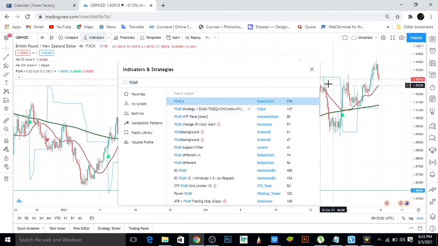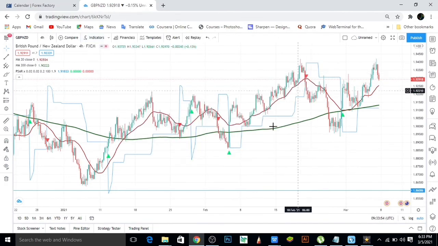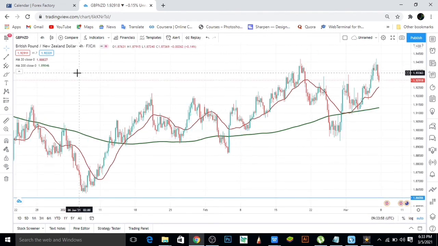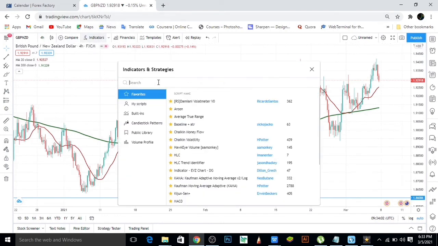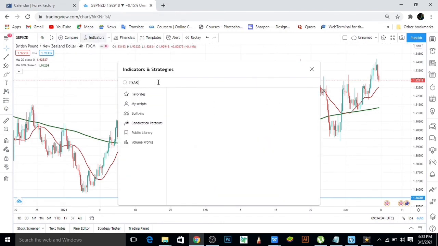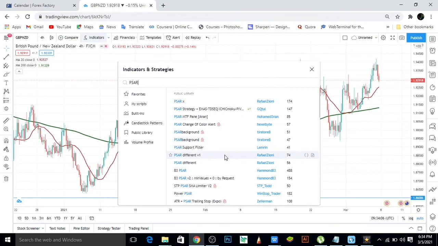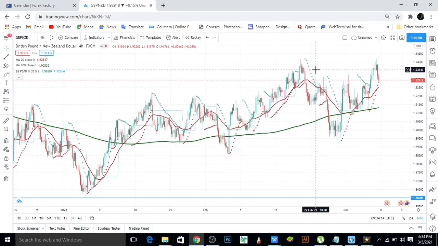No, I don't really like this one. This is not the one I want to show. Parabolic SAR, PSAR is not the one I'm looking for. Let me see this one. Exactly. Yep. So this is the parabolic SAR.